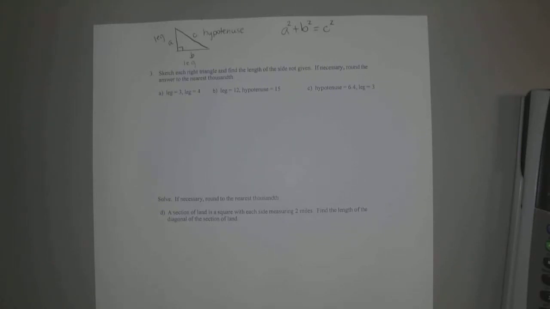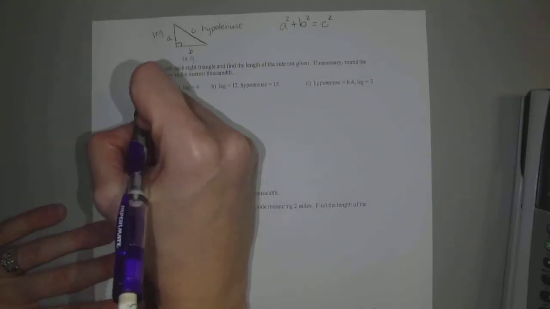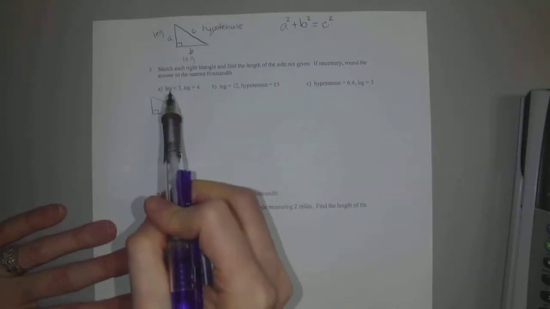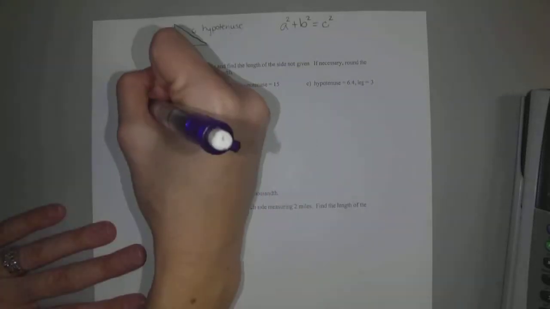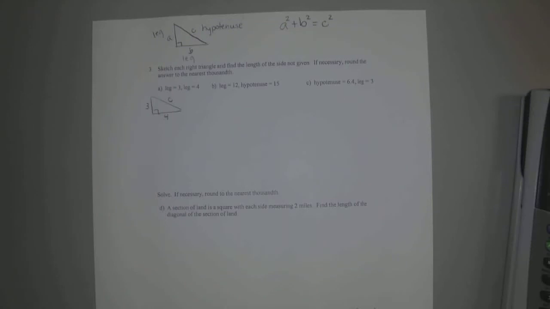So let's see what's going on. It says, sketch the right triangle and find the length of the side that's not given. If necessary, we're going to round to the nearest thousandth, so that's 3 decimal places again. So over here, I'm going to sketch it small. We'll do our little right angle. What are we given, guys? We're given both legs, right? So where are the legs going to go? They make that right angle, correct? So what don't we know? We don't know c, the hypotenuse. All right? So we are going to use this theorem up there.